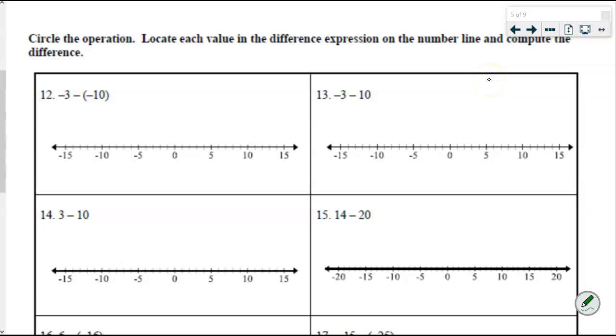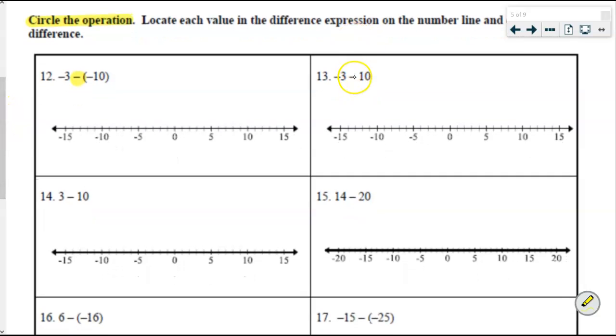In all of these problems, it says circle the operation. Just like yesterday, circling makes it really kind of hard to see. So I'm just going to highlight. If you guys want to get out highlighters and highlight the operation, that's a good fix. So I just want you guys to focus on 12 and 13. I want you to do these subtraction problems because we are subtracting in each one.